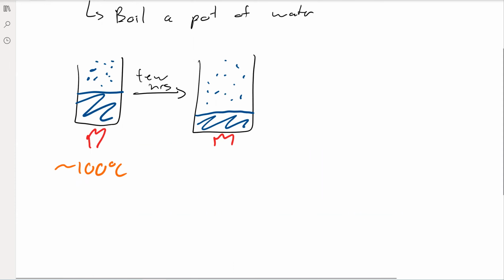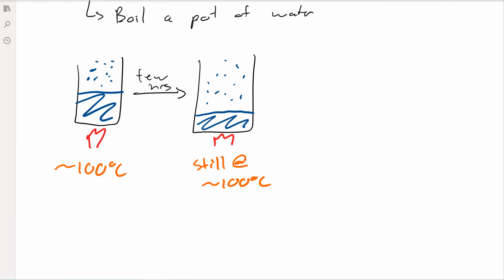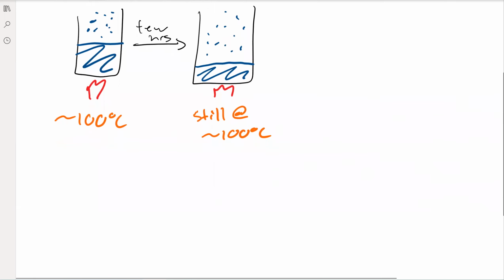Now, a lot of people might say greater than 100 degrees Celsius because it was at 100 degrees Celsius and now you've continued to heat it, but that's actually incorrect. It's still at about 100 degrees Celsius, and it will remain at 100 degrees Celsius no matter how much you heat it. The more heat that you add, you can just increase the rate of boiling.